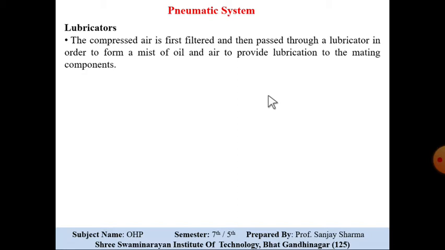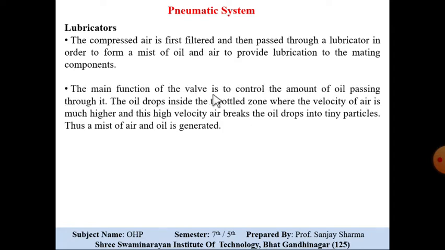So when air is passing through there, because of the lubricating mist, it will provide a coating of lubricating oil, so that the life of equipment increases. The main function of the valve is to control the amount of oil passing through it. It is also advisable that more quantity of oil should not be passed through the air. So excess oil also should be removed from the system.